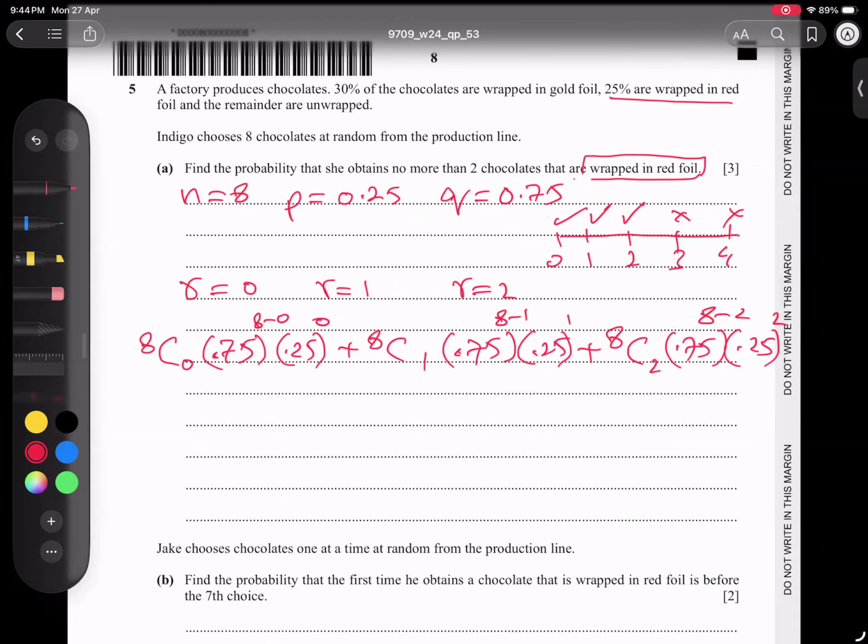The working is very clear, just a matter of typing. And the answer finally, to 3 SF, is 0.679.